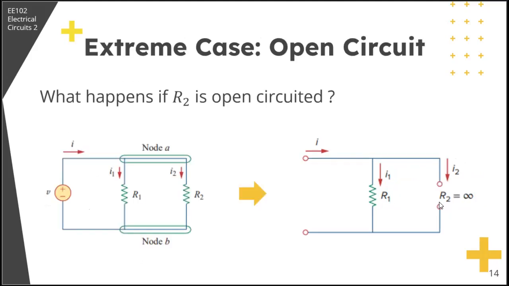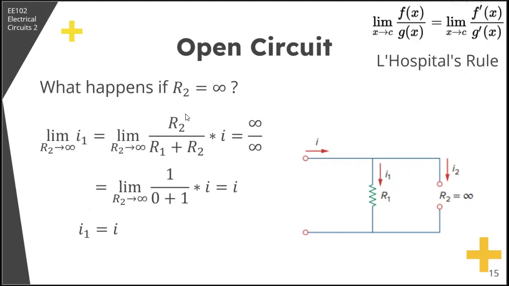Okay? Another extreme case. What happens if R2 is open circuited? Open circuited means R2 is equal to infinity, a very large resistance value. Now, since we are dealing with infinity, we shall use the concept of limits. I1 is equal to R2 over R1 plus R2. Since R2 is infinity, this is infinity over infinity, which is indeterminate.